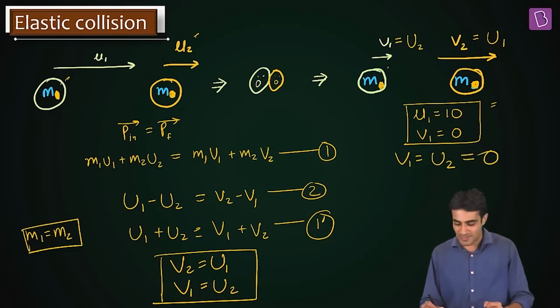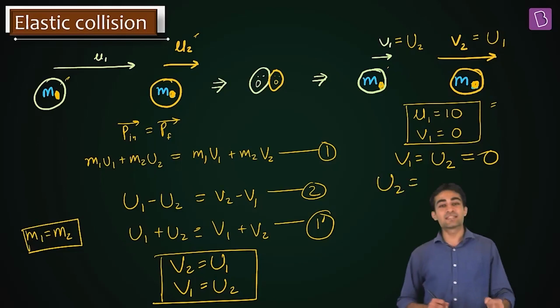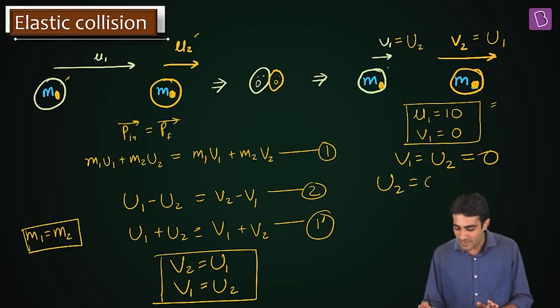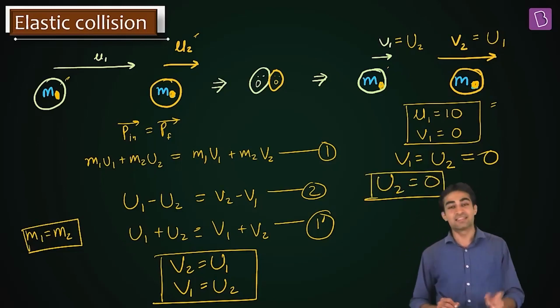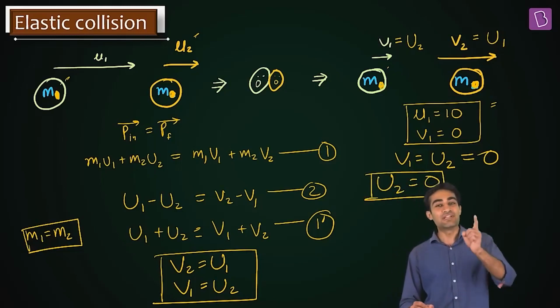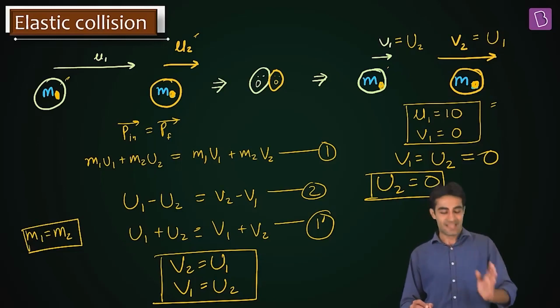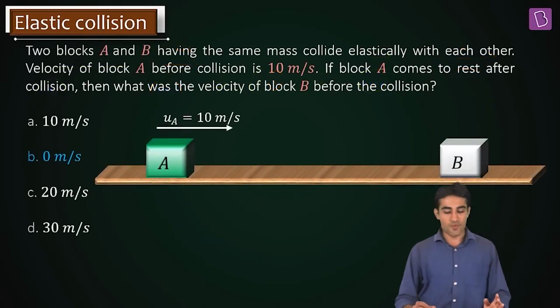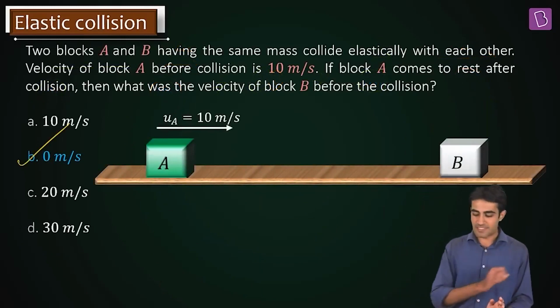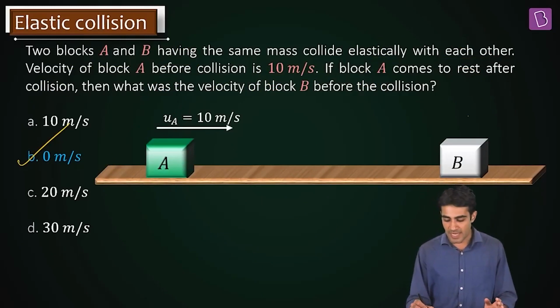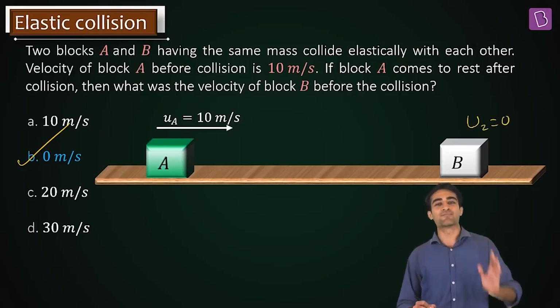The initial velocity U2 of the second mass must be equal to 0. Yes, this was asked in the question. The initial velocity of mass B was asked in the question. So we can say mass B was actually at rest. Wow. So let's first of all mark option B, 0 meters per second. Block B should be at 0. U2 should be equal to 0. Now let's see what happens.